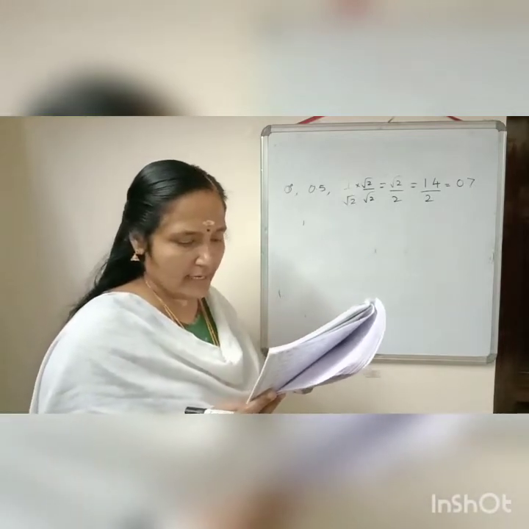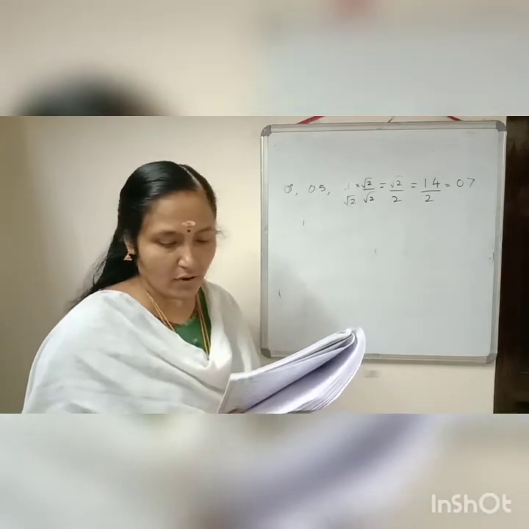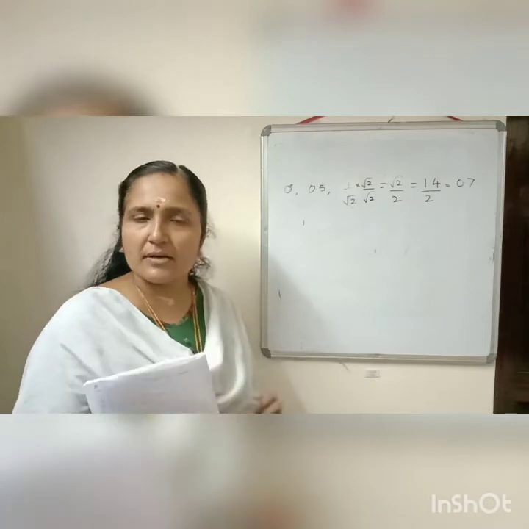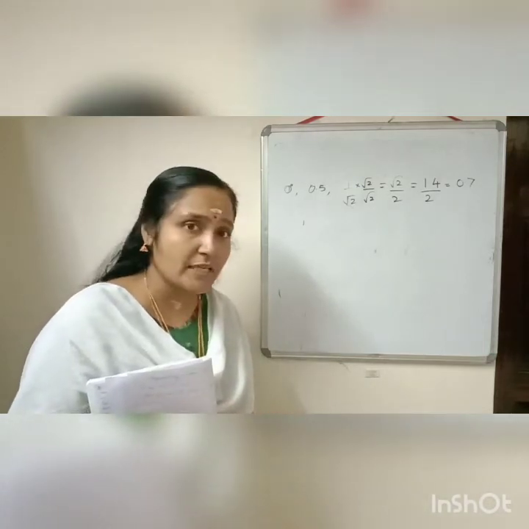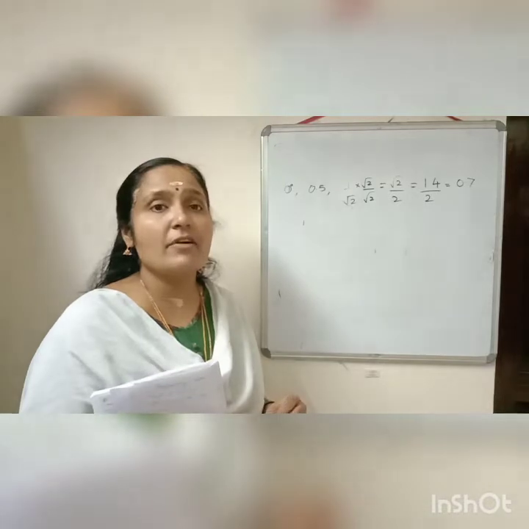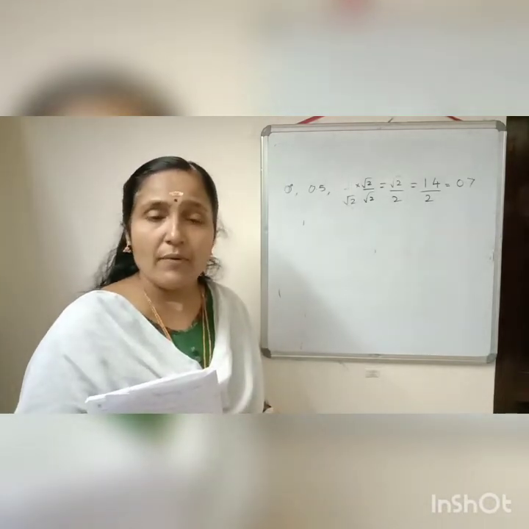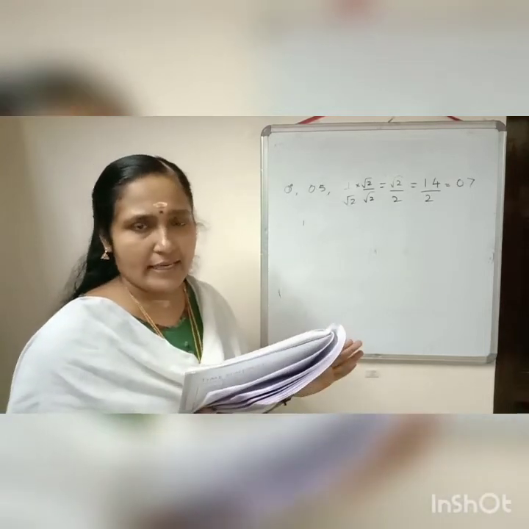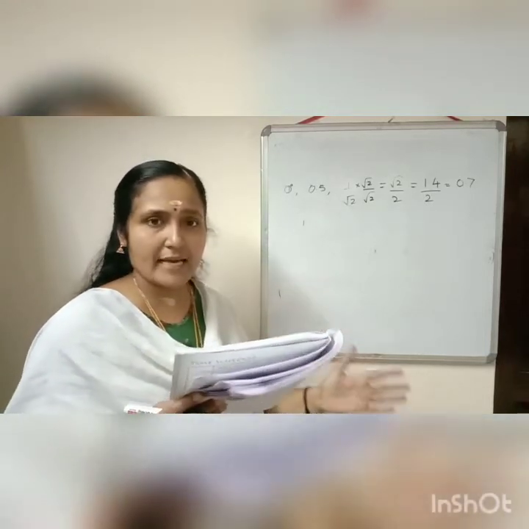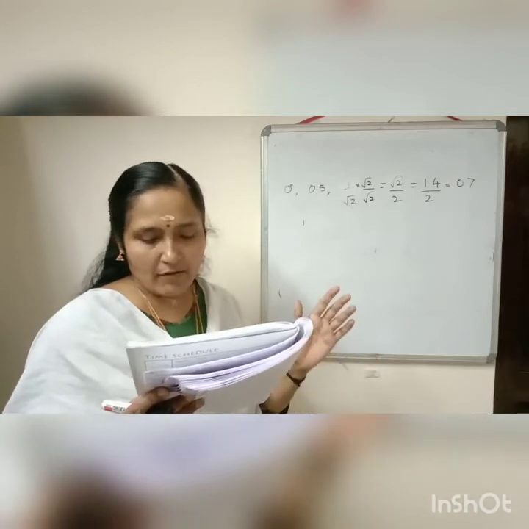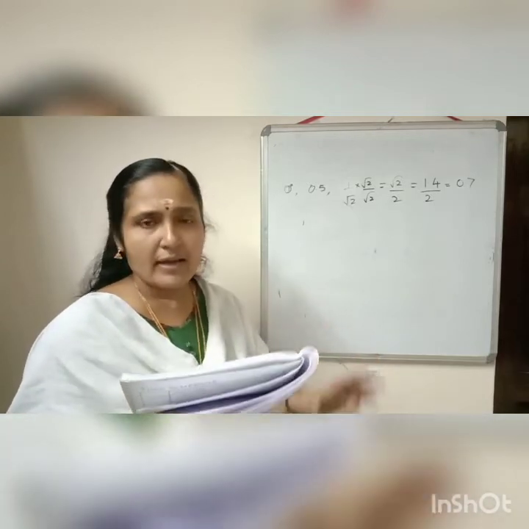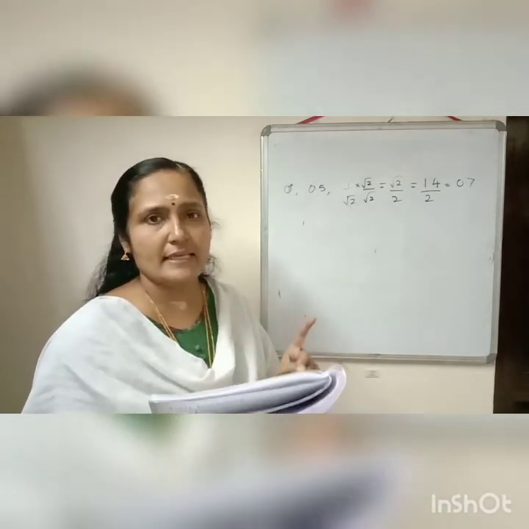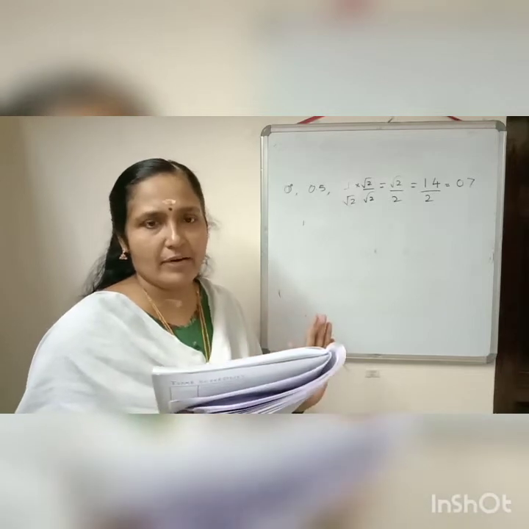Then the next one: sin theta equals cos theta for all the values of theta. Do you know whether sin theta and cos theta are equal for all the values of theta? No. They are equal when theta is equal to 45 degrees. Rest all are incorrect. So just write down: sin theta equal to cos theta for all the values of theta is wrong. And the justification is sin theta equals cos theta when theta is equal to 45 degrees.